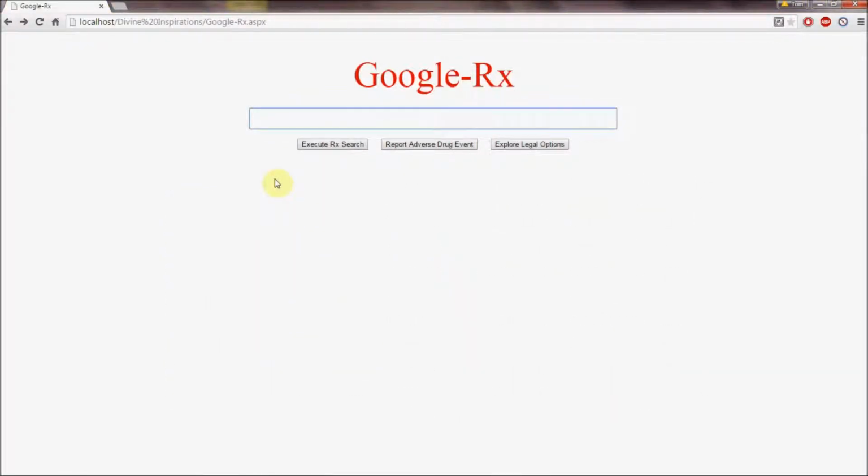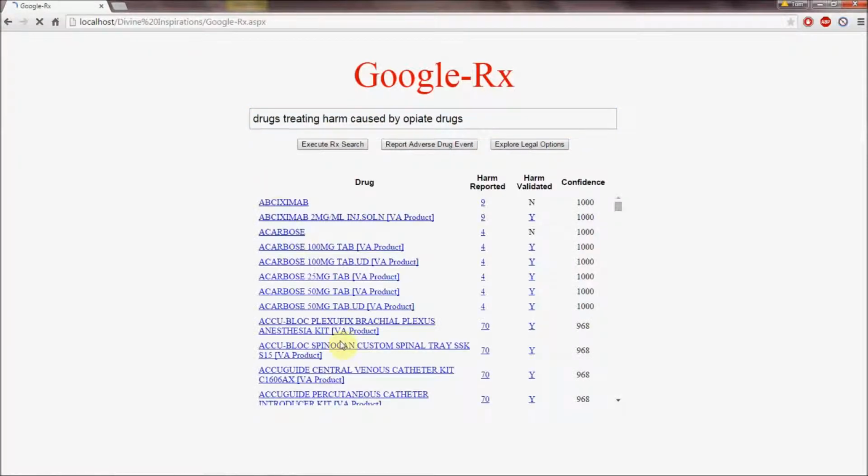Our research has revealed opiate drugs have many side effects. Let's use GoogleRx to examine the drugs treating these side effects. We will do this by typing the following: drugs treating harm caused by opiate drugs. And what we see are almost 9,000 drugs treating the side effects. And we see that these drugs themselves have side effects. Let's sort on harm reported again.